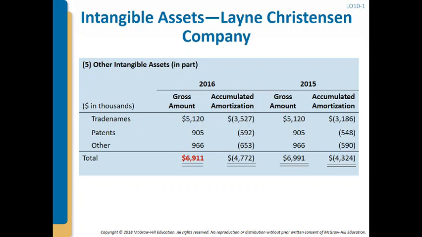Here's an example of how you would have the intangible assets reported in a financial statement. Here it breaks out trade names or trademarks, patents, and then other. And remember, for intangible assets, we don't depreciate those, but usually we do amortize them. If they're subject to amortization, that's what it's called, amortization, accumulated amortization. But it's the same concept.